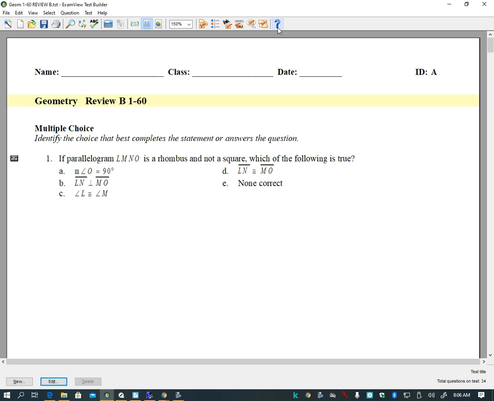Let's see. So we have a parallelogram. It's labeled LMNO, and it says this is a rhombus. It is not a square. Which of the following is true? What I would probably do here is draw something that looks like a rhombus and something that looks like a square and try to decipher the differences between those two things. I have to know some things about rhombuses and squares to go about labeling this, right? How should I start?